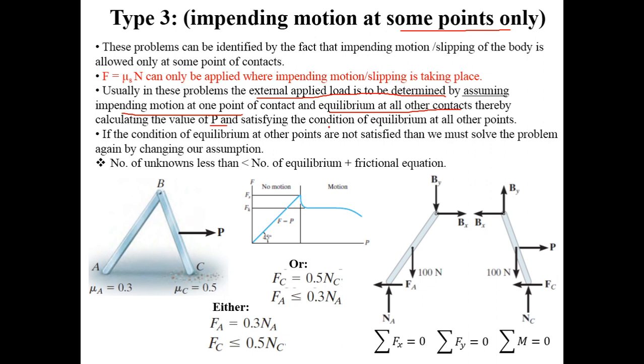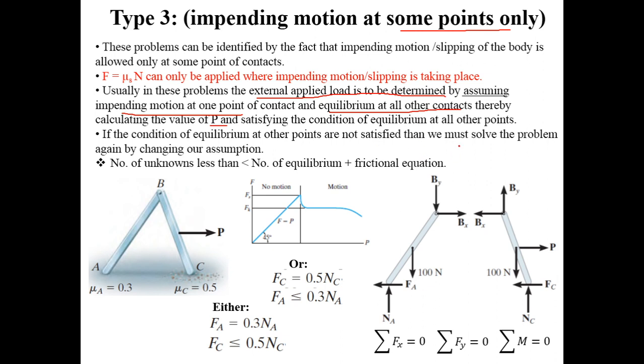Okay, and now in this case, if you are able to satisfy all the assumptions, the value of P that you get will be the correct value. If not, then again you have to change your assumption, take some other point as impending motion point, and assume the rest of the points to be in equilibrium. And you will keep on doing this until all your assumptions are satisfied.